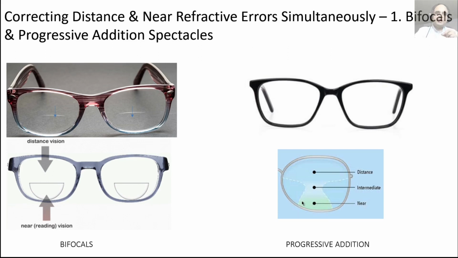Progressive addition is a modern take on bifocals. Rather than having another segment stuck on the lens, the glass or the lens within the spectacles is curved so as to focus light from various distances, distance, intermediate, and near. So as you look down, there is no division in the glass. The glass is curved in a way so as to provide good distant vision, intermediate, and near vision. Takes a little bit of getting used to, but once you get used to them, progressives are very good if you want to correct both distance and near vision.